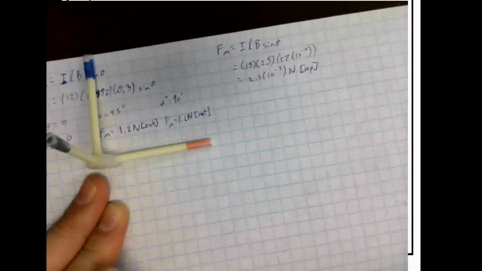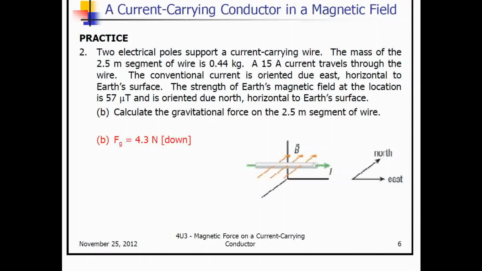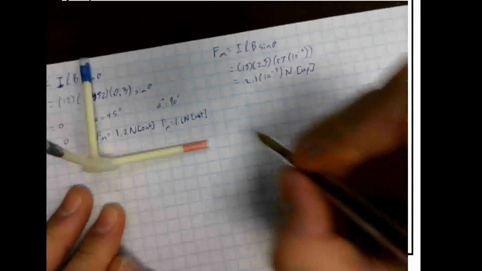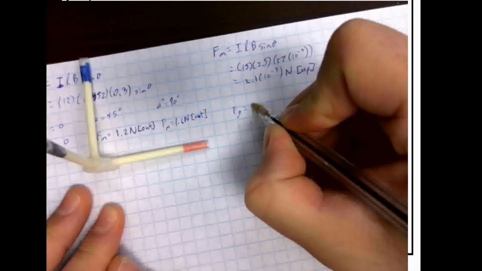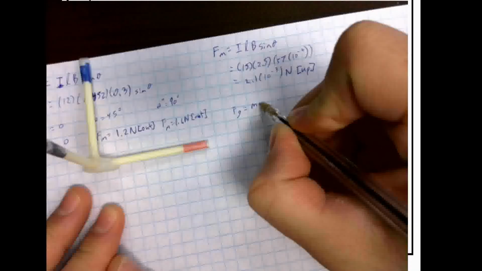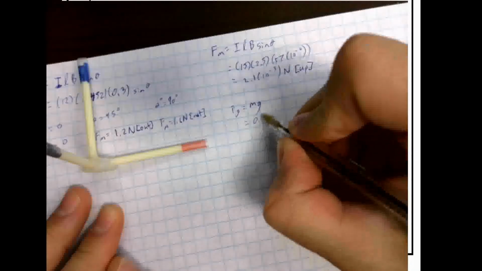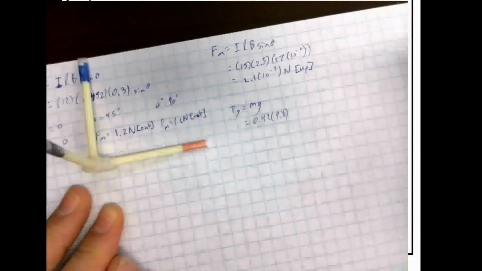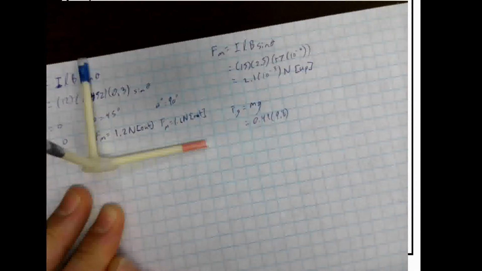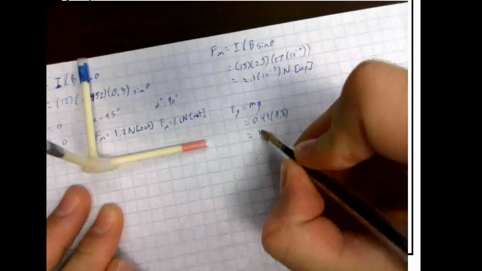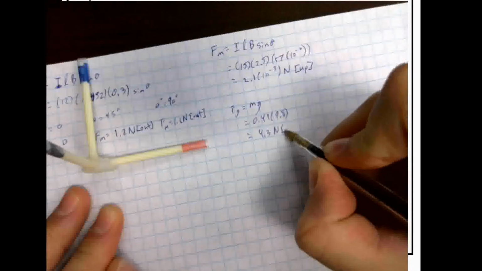Let me put the next part of this question. It says we have to figure out the gravitational force that affects this 2.5 meter segment of wire. So we know the mass of the wire. The force is going to be mg, and the mass of this wire is 0.44. G is 9.8. So when we multiply those two together and round, we end up with 4.3 newtons. That's going to be directed down.